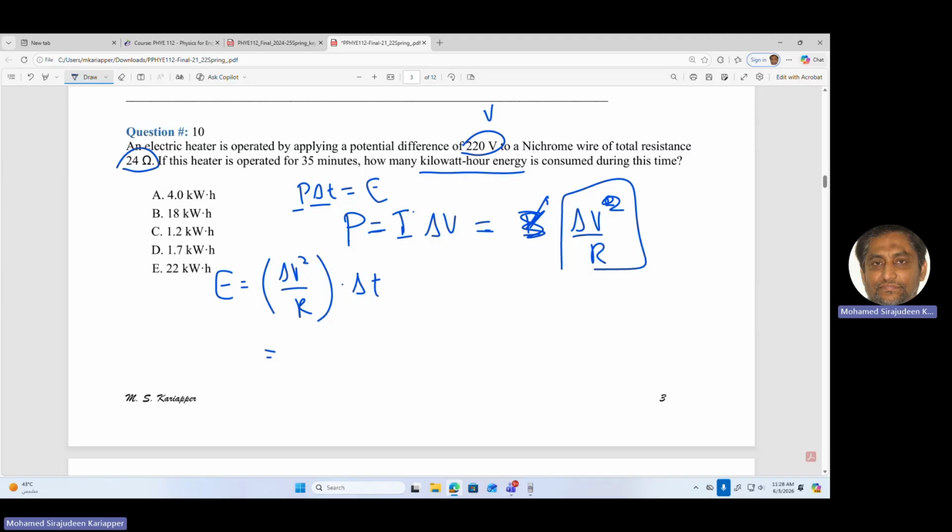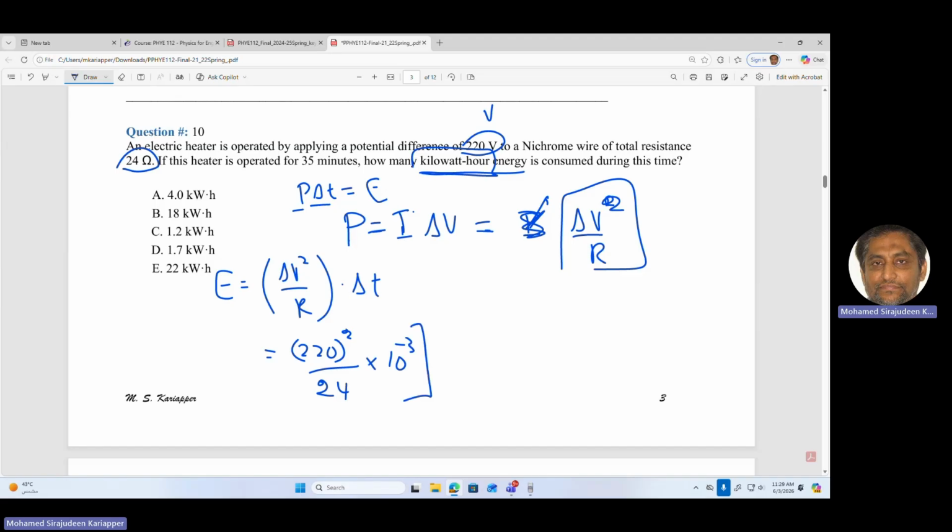Right. So substitute now. Let's put the values in: 220 squared divided by R, which is 24. This will be in joule, right? This will be in watt, not kilowatt. So since I want the energy in kilowatt hour, so I can get the price, we need to convert this watt into kilowatt.